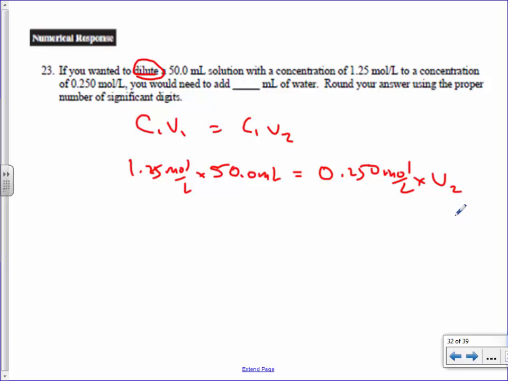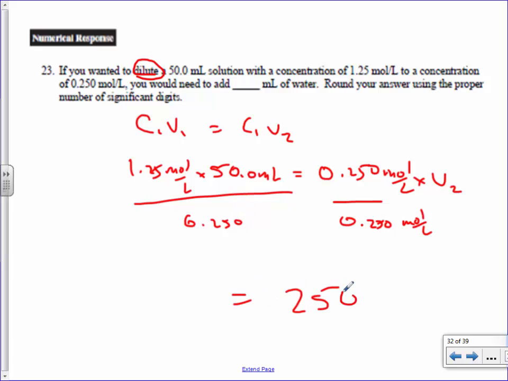Does that make sense? So divide by 0.250. Divide by 0.250. And I think when you do all of that, you get the answer 250. But that's not the right answer. And it's sneaky, and you gotta read oh so carefully here.